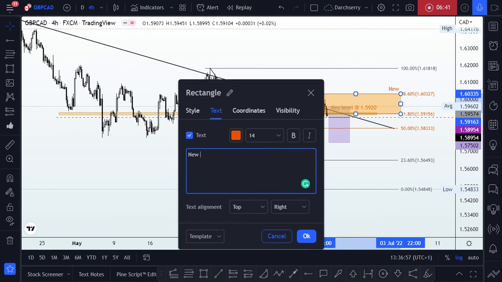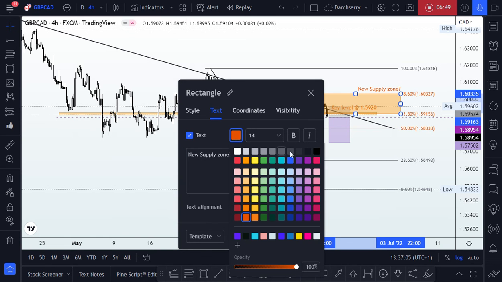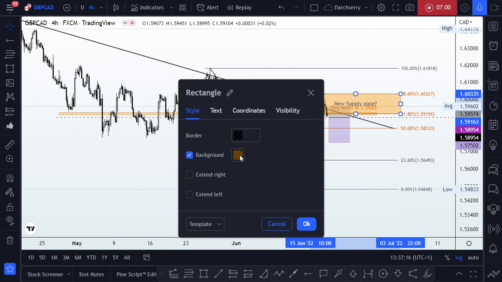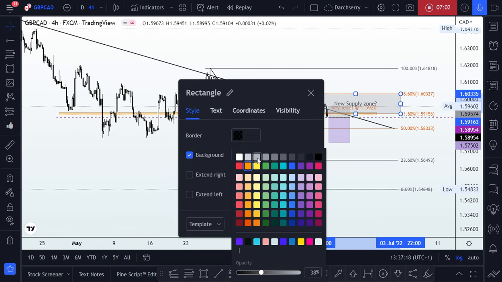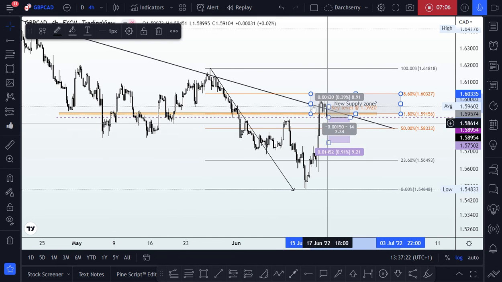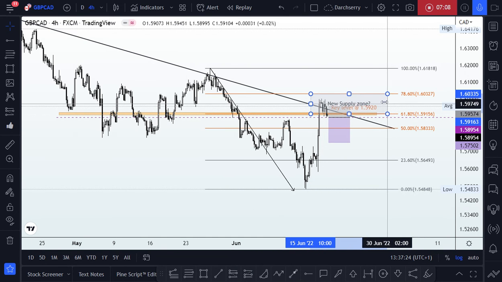So let's label this new supply zone. Put a question mark, as we are not sure if that's going to be the case. We're going to wait for the first few hours of the new week to see how price plays out, to then decide if we're actually going bearish. So we have our new supply zone around this area.